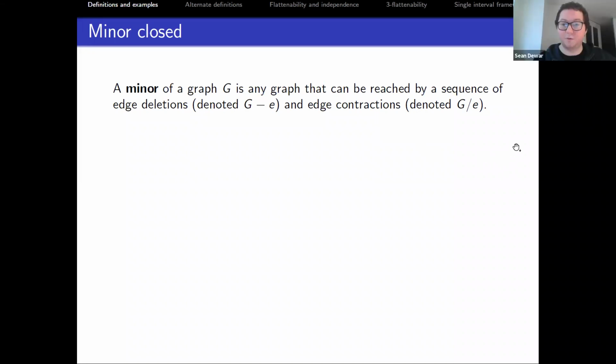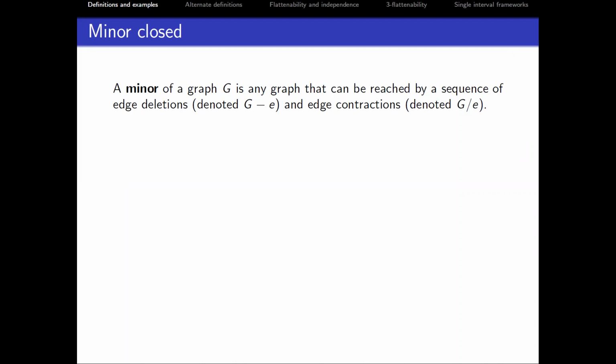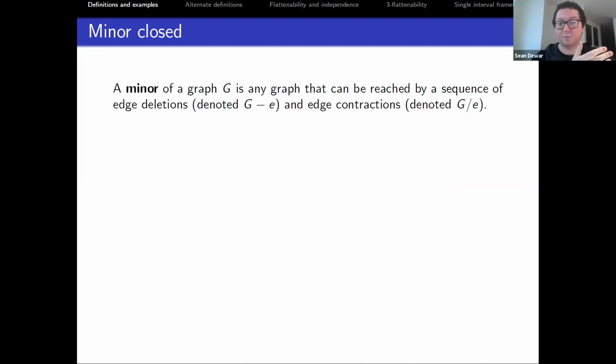Okay, so the reason why we were doing zero length edges is because we want to talk about this being a minor closed property. A minor of a graph, if you've not seen this before, is any graph that we can reach. If we have a graph G, we can reach a minor by only either edge deletion, so we just delete edges, or edge contractions. That's if we have an edge, we identify the endpoints as being the same vertex.